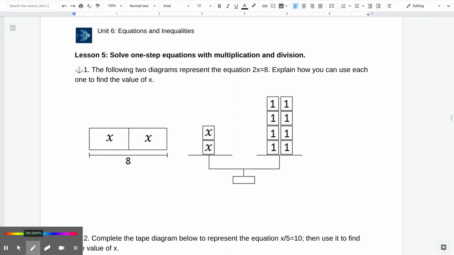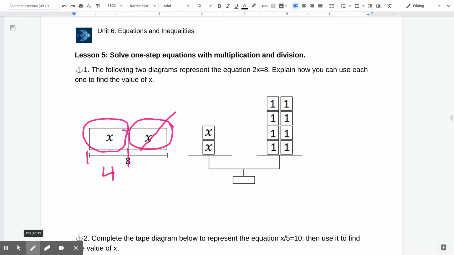In the first diagram, the tape diagram, we can see that there are two groups of x equaling 8. So to find out the amount for 1x, we have to divide by 2 to find out what just 1x is. And then since we do it there, we also have to divide by 2 on the total length to find that x is 4.